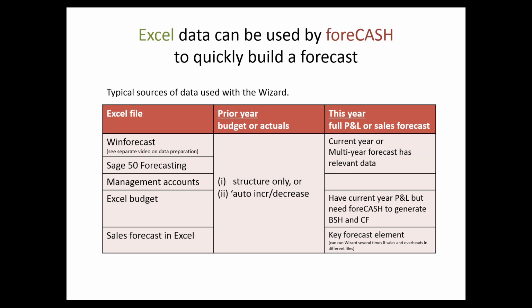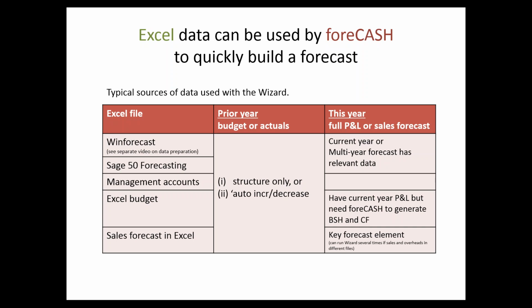Some users will already have an Excel file with a current year P&L forecast, but now want to use foreCASH to handle the balance sheet and cash flow calculations. The source data can be added to or edited manually afterwards. So if you only have a sales forecast available, you can apply the wizard to this data and add overhead separately. Alternatively, you can run the wizard multiple times if your sales data and overheads data are coming from different sources. As at the 1st of March 2019, the wizard only applies to P&L data and does not migrate balance sheet data.